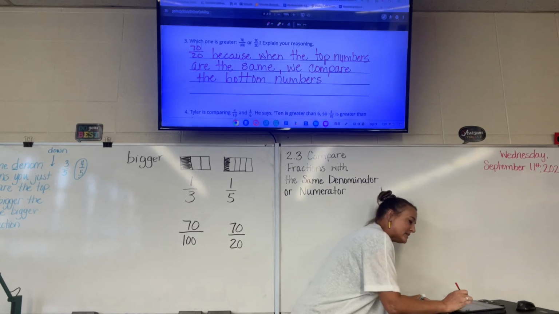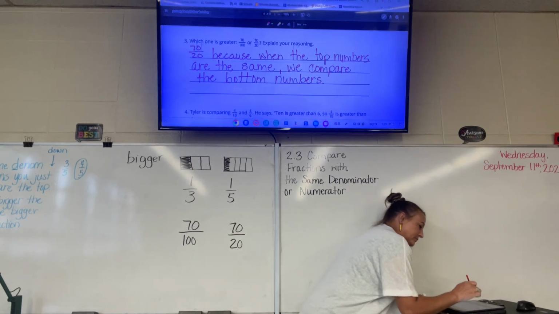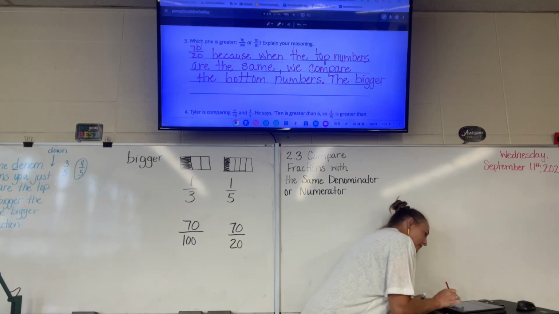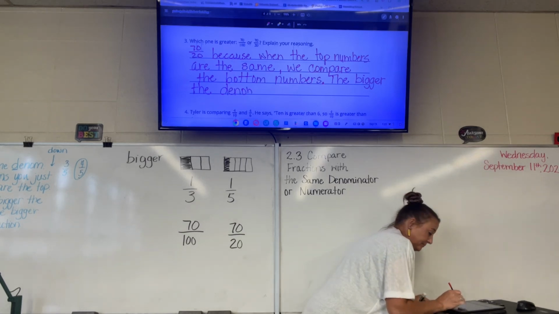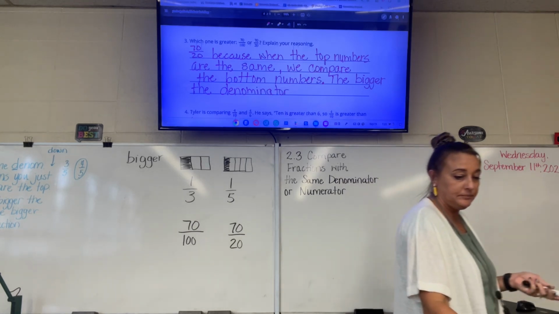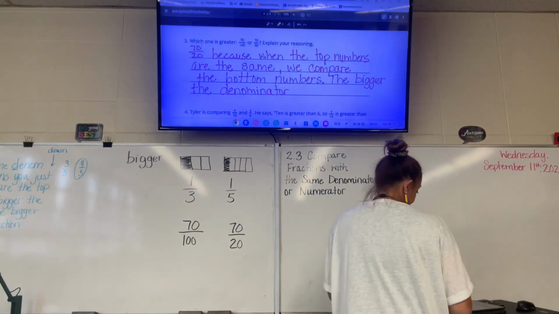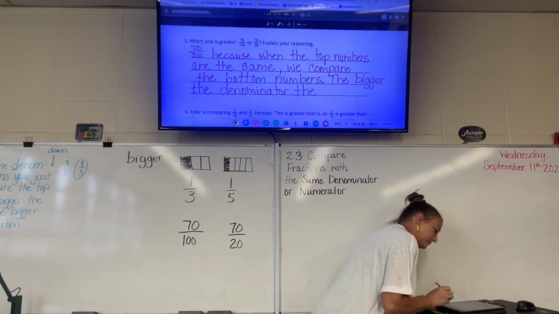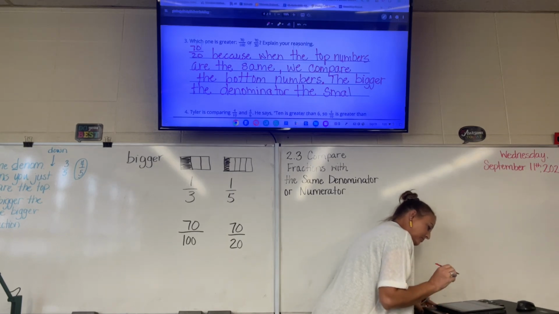And then we're going to add, this part's very important. The bigger the denominator, the smaller the piece. You write. I'm not having you add anything when you're not doing what you're supposed to be doing. Oops, sorry. The bigger the denominator, the smaller the piece.